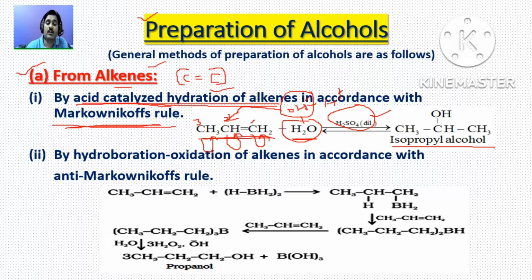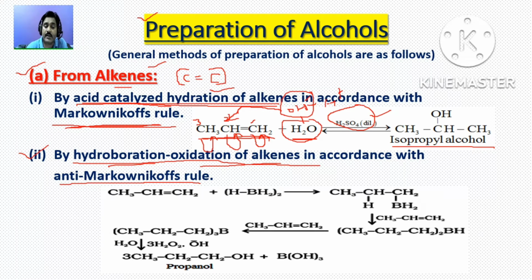Okay. Now, from alkenes, another method by which we can prepare alcohols is hydroboration or oxidation of alkenes. Hydroboration-oxidation of alkenes is in accordance with the anti-Markovnikov's rule. What is anti-Markovnikov's rule? It is opposite to Markovnikov's rule. In anti-Markovnikov's rule, the coming atom or group of atoms will be combined to that carbon atom which has more hydrogens. That is called anti-Markovnikov's rule.